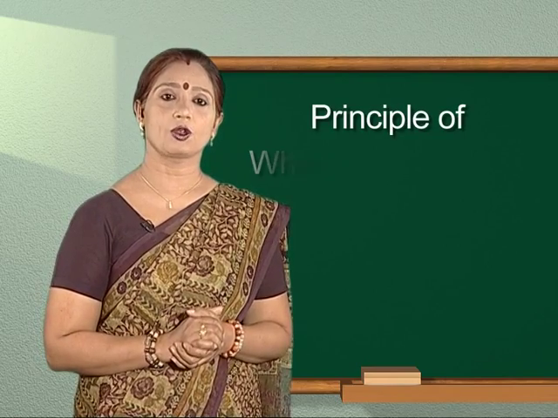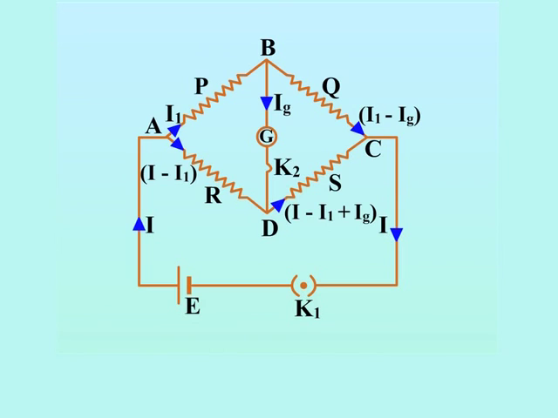The principle of the Wheatstone bridge states that if four resistances P, Q, R and S are arranged to form a bridge as shown in this figure, with a cell E and a one-way key K1 between the points A and C, and a galvanometer G and tapping key K2 between the points B and D, on closing K1 first and K2 later on, if the galvanometer shows no deflection, then the bridge is balanced. In that case, P upon Q is equal to R upon S.